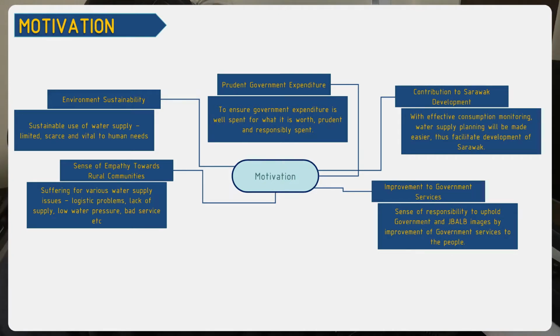And I would like also to contribute to Sarawak development with effective consumption monitoring. We have this cloud as a way to store and process data, so we can have effective consumption monitoring. Water supply planning will be made easier to facilitate development of Sarawak. And it will also improve government services and the sense of empathy toward rural communities, which is also one of the motivations.